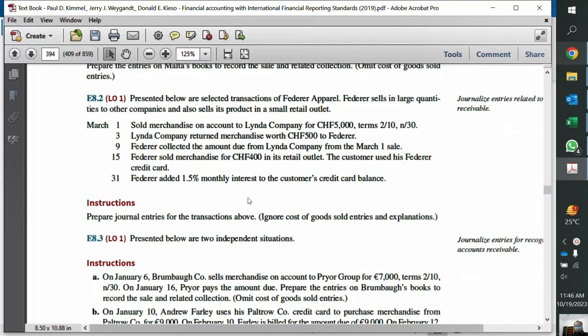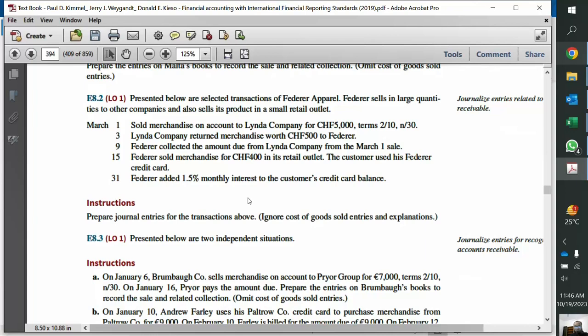E8.2. Presented below are selected transactions of Federer Apparel, and it sells in large quantities to other companies and also sells its product to small retail outlets. So five transactions. The first one, sold merchandise on account for this much. For these terms we can do it. Chapter 5, the company returned. Chapter 5, the company collected the amount.